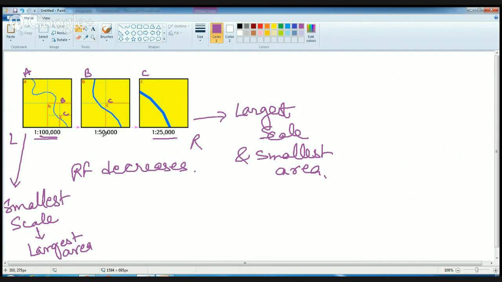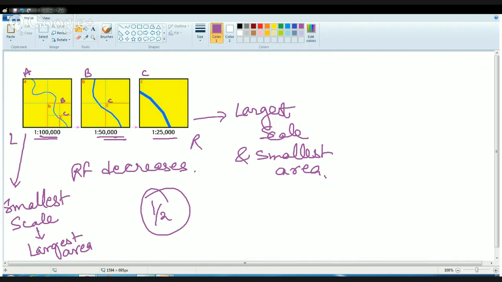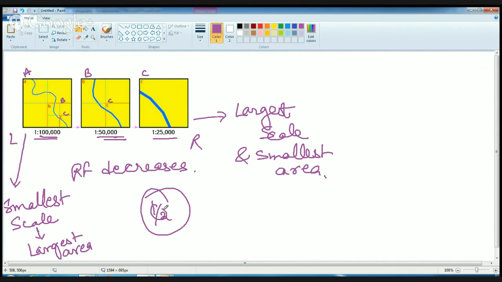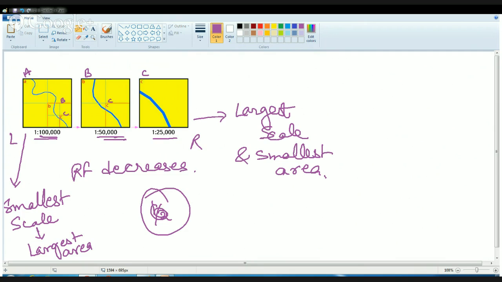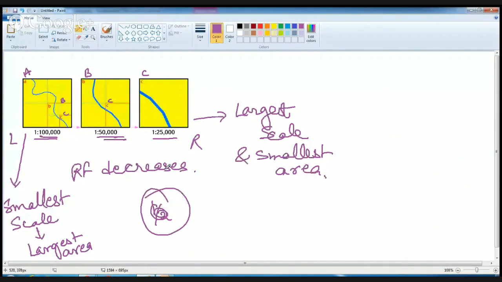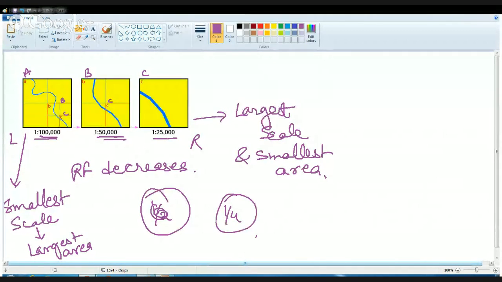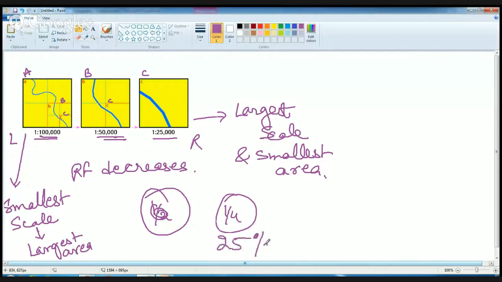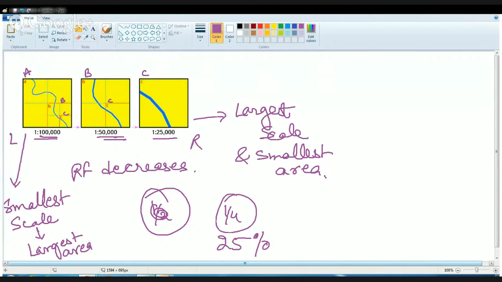Now as we move from here to here, what happens is RF becomes half. Since RF becomes half, or we can say not half, sorry, it doubles. Okay, so since this is causing doubling, area is reduced by 1/4, or you can say 25% reduction in the area because of this. And similarly is the next case. So this is how we understand and analyze the maps.